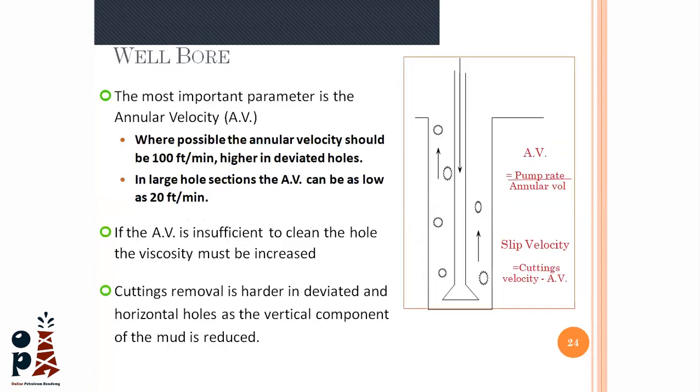Okay, guys, we talk about the annular velocity, and we said that the annular velocity is the most important parameter for hole cleaning, and we use around 100 feet per minute or higher in the deviated holes. And in the large sections, as I said to you, in the top sections, the annular velocity will be decreased because of the higher annular volume. So it will be around [x] per minute. So we have to depend on the viscosity, as I said to you.